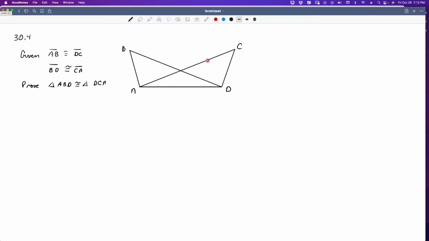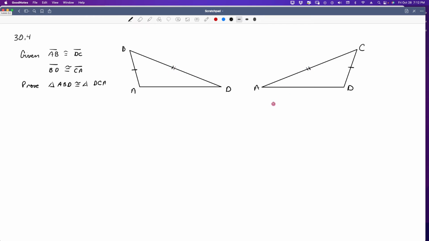We're going to take this shape here, this triangle. Oops, not that one. I'm going to take this one. Here we go. I'm going to move him over, and I am going to redraw his points here. This is C, this was A, and this was D. Now we are told that AB is congruent to DC. So this is AB, and this is DC. We're also told that BD is congruent to CA. So those are our givens to start with, right?